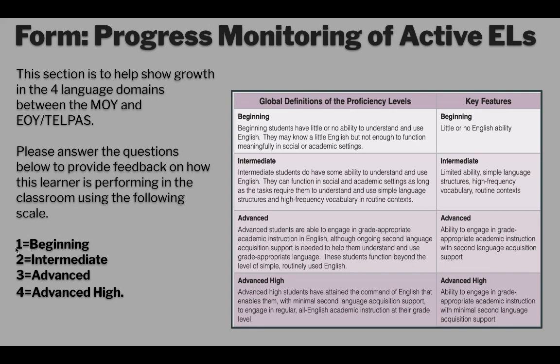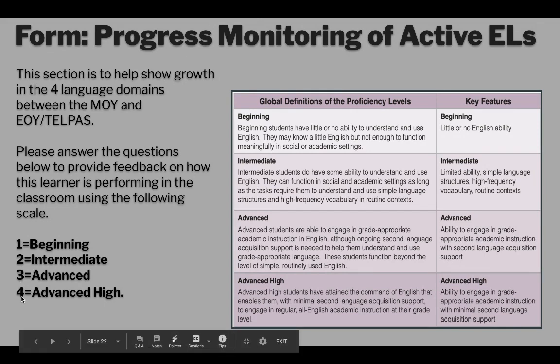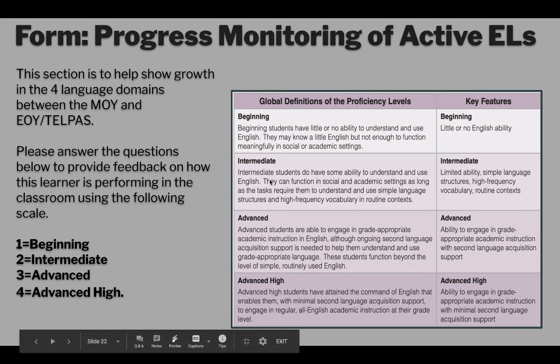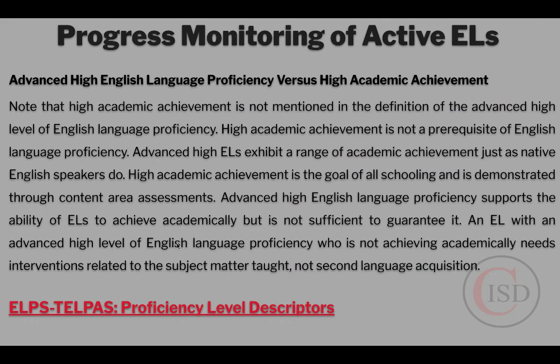So if the learner is beginning in one of the 4 domains, you will mark a 1. If the learner is intermediate, you'll mark a 2. If the learner is advanced, you'll mark a 3. And then advanced high, you'll mark a 4. So we'll be doing this for each of the questions on the second portion of the form, which cover the 4 domains of listening, speaking, reading, and writing. And once again, these are the overall key ideas for the proficiency levels.